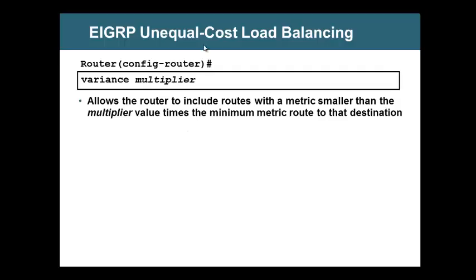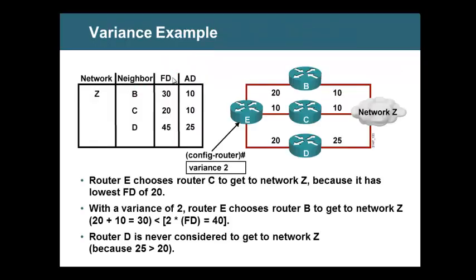Now this is the variance that I was talking about. If you change the variance, it can even support unequal cost paths. Variance, don't forget, we go under the router mode and we use the command variance. So here we will see an example, and then we'll come one more time tomorrow, and then we'll see much more detail. As of now, let's just go through this.